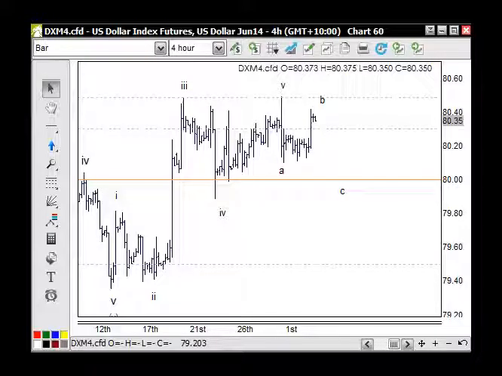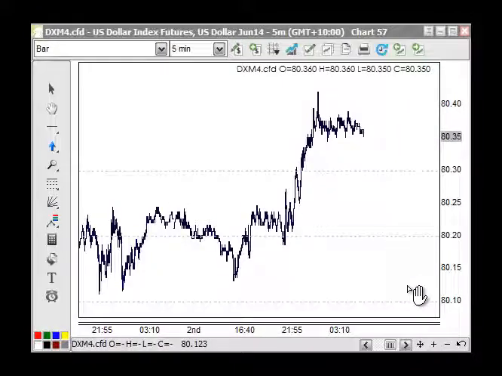Welcome to the Forex, and here we're looking at the US dollar, and it's moved up above the 80.30, which is important for a bullish stance. However, it needs to retest it to find support. So let's just have a little look at that here.